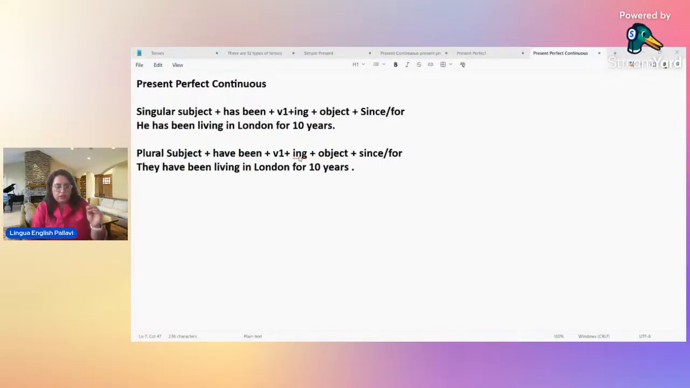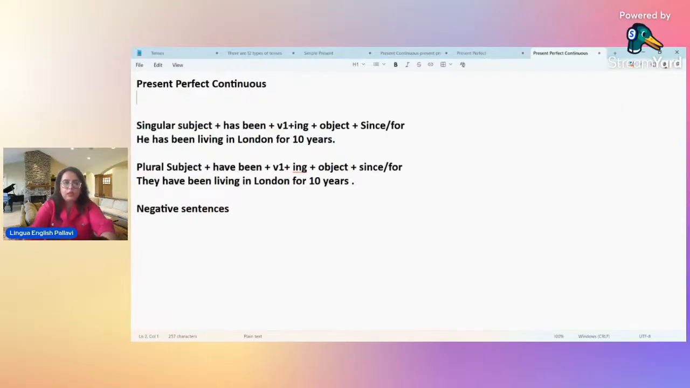मतलब जो action हमारा present और continuous दोनों का combination हो, so we use this with it. Next, let us learn now for negative sentences. This one was for positive sentences. Okay. Now let us learn the same in negative sentences.